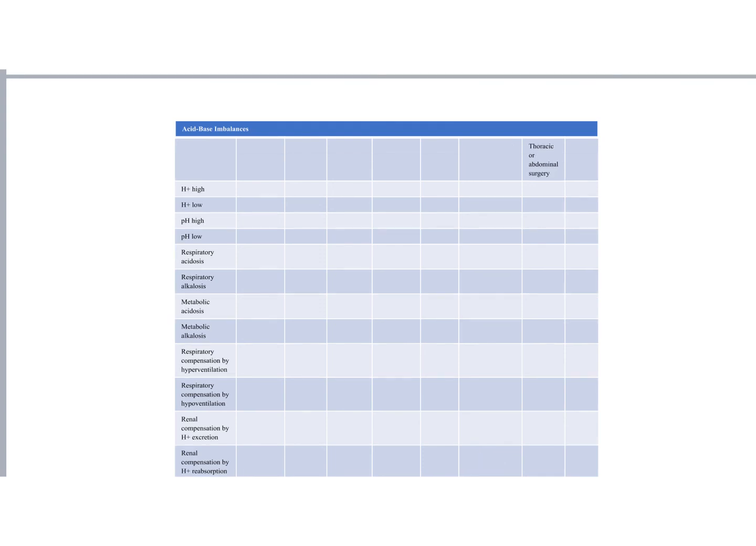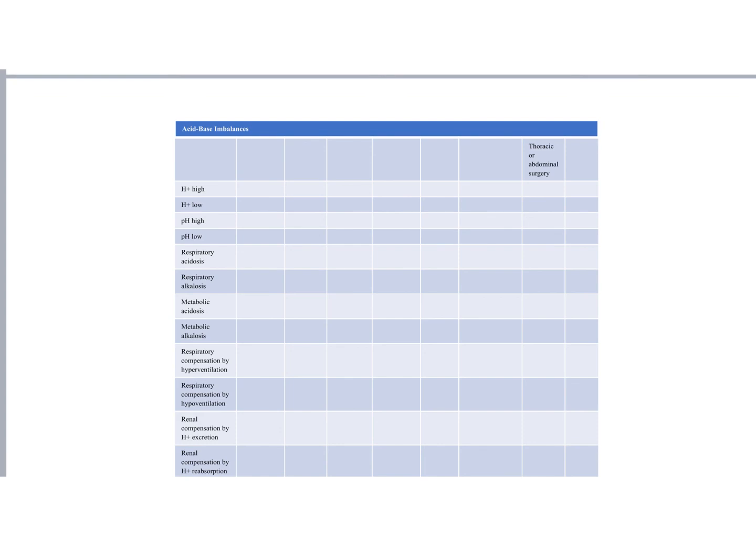And this next one's a little tricky. It's the thoracic and abdominal surgery. Whenever you're having surgery, they have an artificial respirator. They're forcing air into your lungs, but there's a chance that there's not a lot of air coming out, so your carbon dioxide levels will rise.